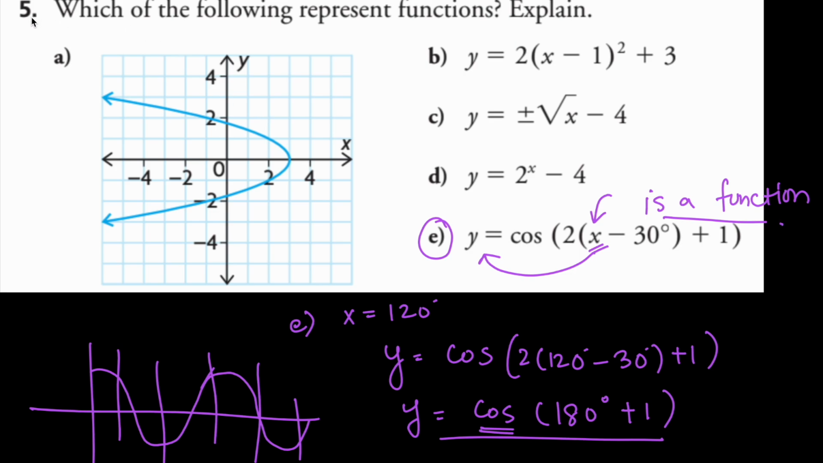This is the end of question 5. I hope you have understood how to define or prove whether a given graph or an equation is a function or not.